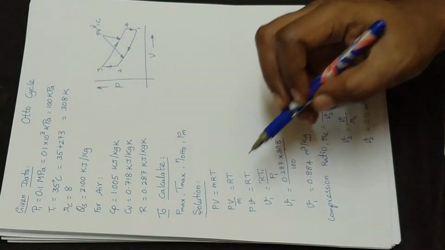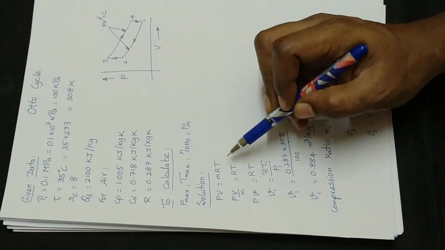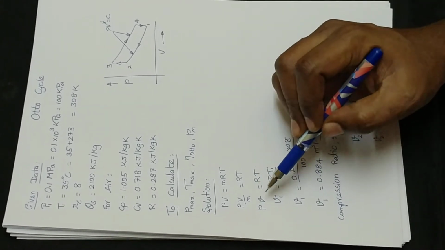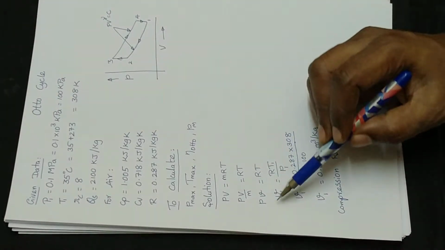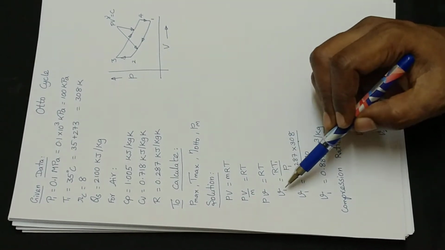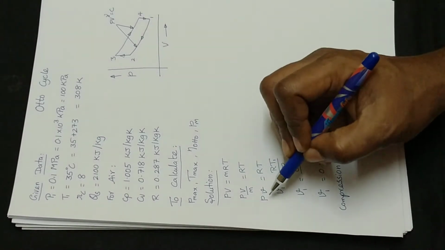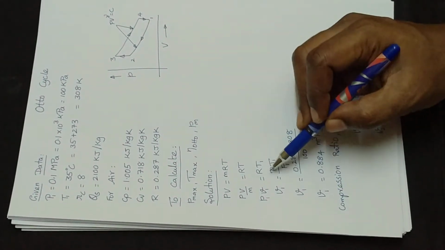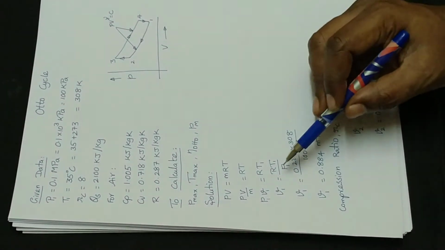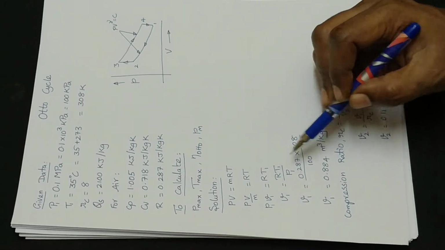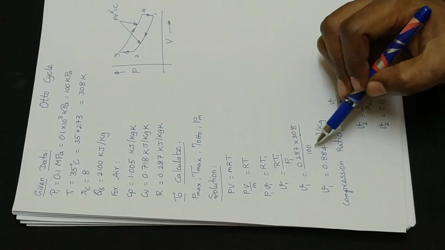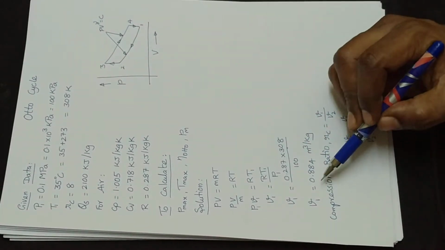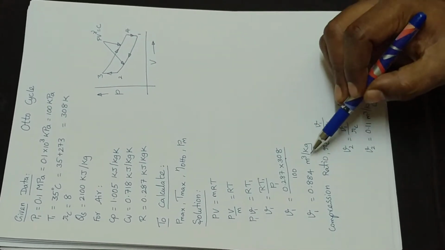Now the solution starts. We know the equation of state PV is equal to mRT, and PV by m is equal to RT. The total volume by mass is nothing but the specific volume, so we get Pv is equal to RT. From this, P1 V1 is equal to RT1, so V1 is nothing but RT1 by P1. Let us substitute the values. R is 0.287 kilojoules per kilogram Kelvin, T1 is 308 Kelvin, and P1 is 100 kilopascal or 100 kilonewton per meter squared. So finally we get V1 is equal to 0.884 meter cube per kilogram.